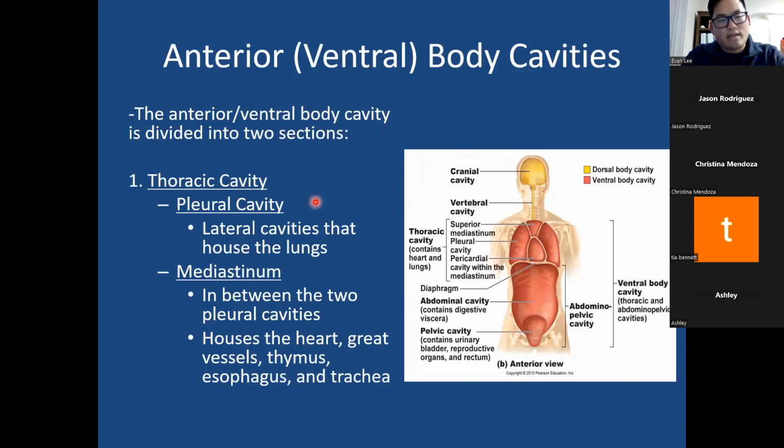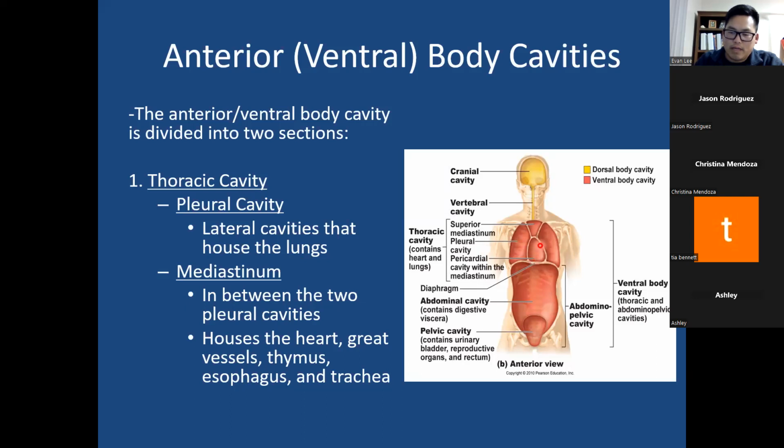Now, talking about the anterior body cavities is where things get a little bit more complex. This is also where we start to see the repeated pattern. So let's talk about the thoracic cavity first. Looking closely, in the anterior body cavity, you have the thoracic cavity. This area right here, within the rib cage, has a couple of different regions. The pleural cavity is going to be where you have your lungs sitting. So these two on the sides are your pleural cavities.